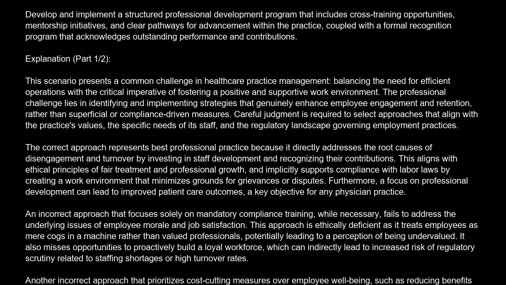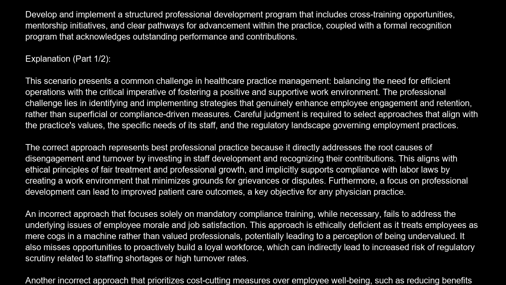Develop and implement a structured professional development program that includes cross-training opportunities, mentorship initiatives, and clear pathways for advancement within the practice, coupled with a formal recognition program that acknowledges outstanding performance and contributions.